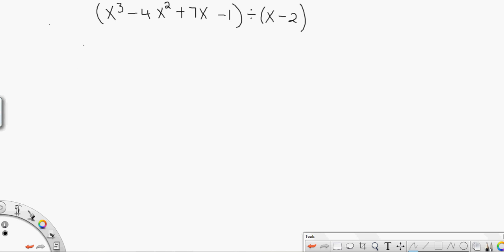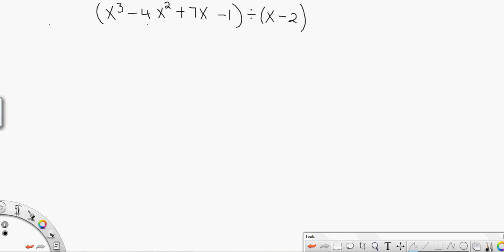Today I'm going to show you how to divide polynomials using synthetic division. So here we have a cubic polynomial, x cubed minus 4x squared plus 7x minus 1, divided by linear binomial x minus 2. So in synthetic division, you don't use the variables. You only write the coefficients of the polynomial.